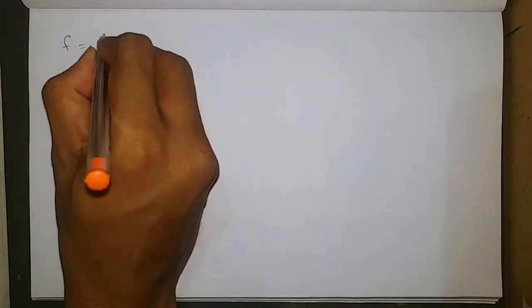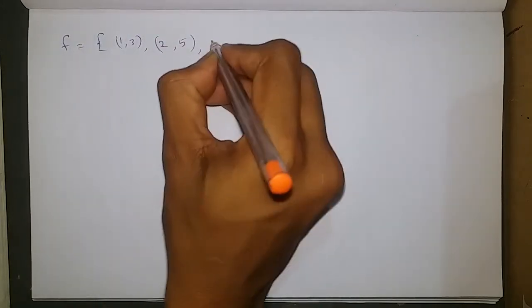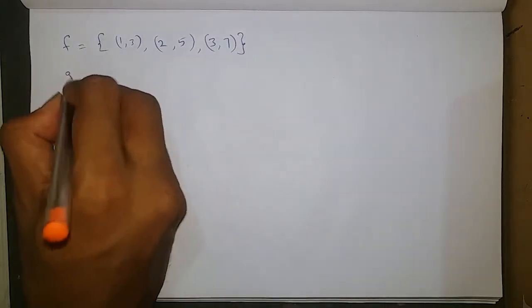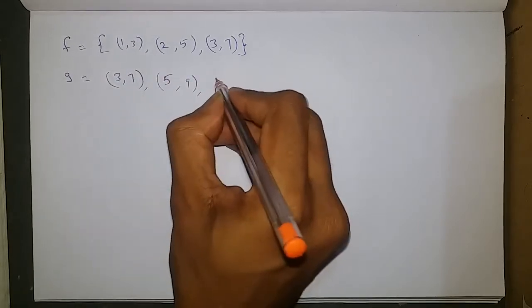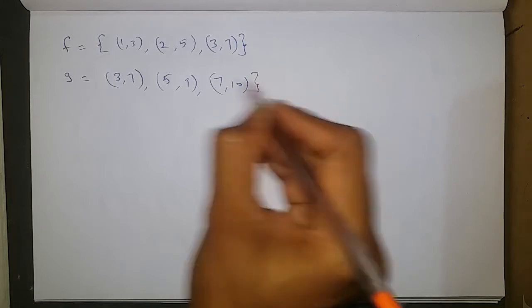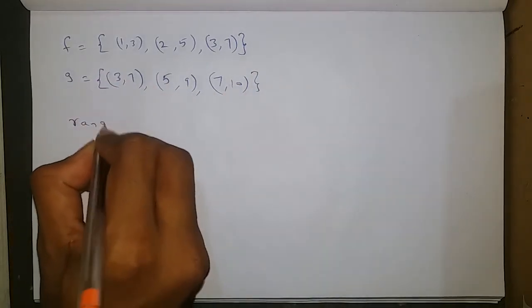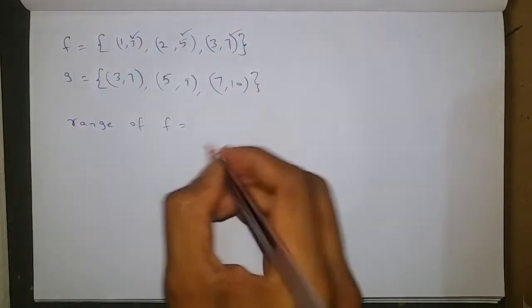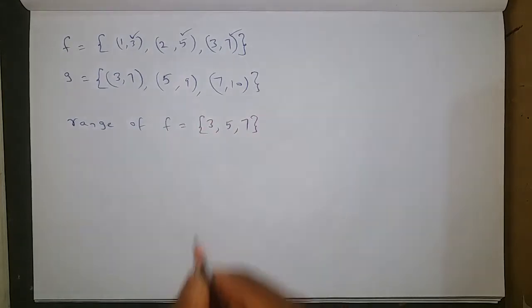Okay, let us take one more example. f is given as 1 comma 3, 2 comma 5 and 3 comma 7. And g is given as 3 comma 7, 5 comma 9 and 7 comma 10. First, let us write the range of f. The range of f is nothing but 3 comma 5 comma 7.